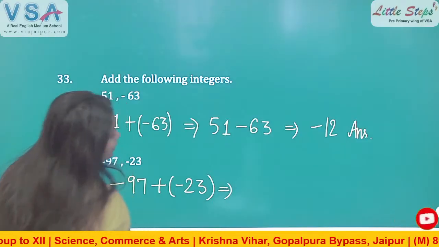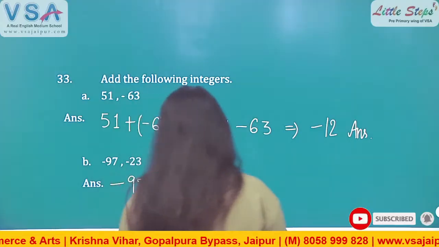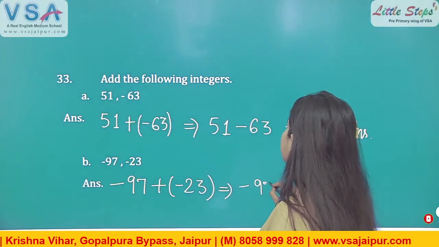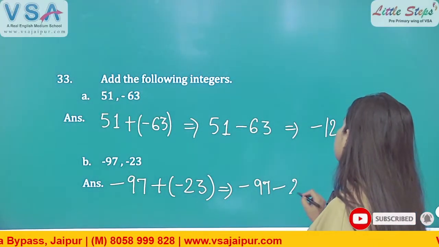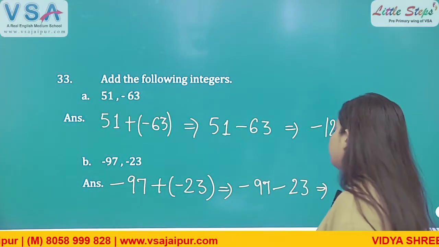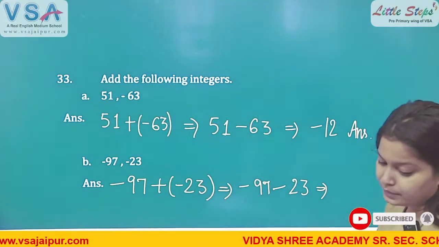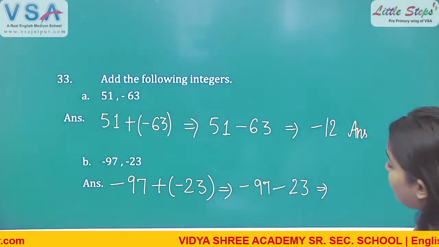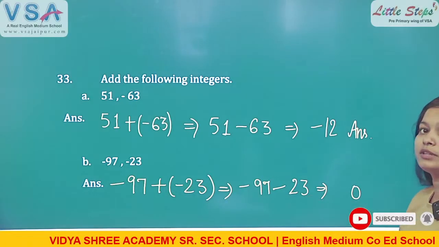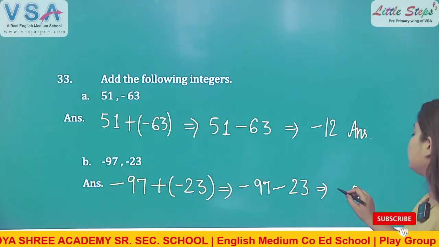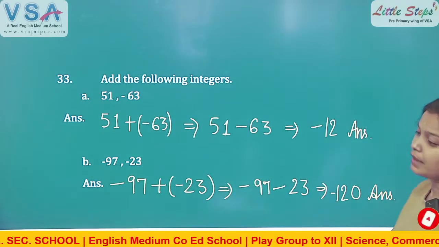Moving on to the next part, we have minus 97 plus minus 23. Automatically 23 will come in a bracket as two signs will not come all together. While solving, minus 97 and we solve both the signs, plus minus, which is minus. In the next step, minus minus will become plus. We need to add them, and we have 7 and 3 is 10, 9 and 2 is 11, plus 1 is 12, so minus 120. This is also the answer.